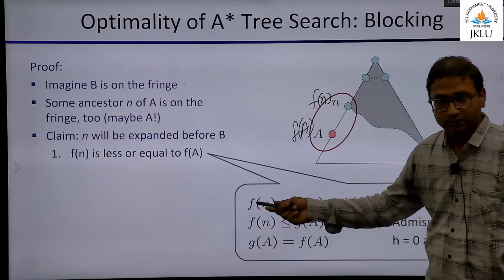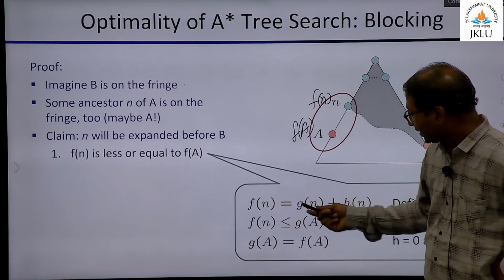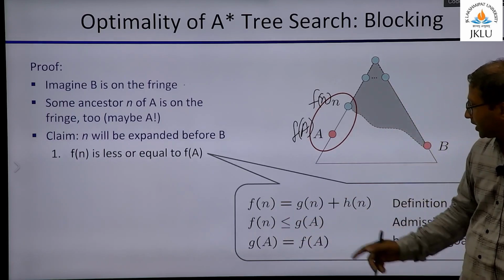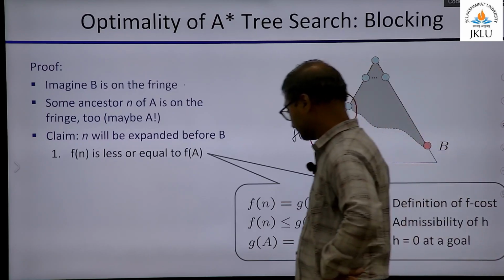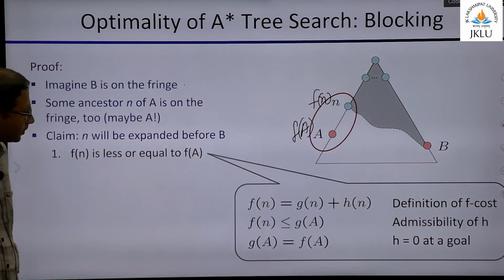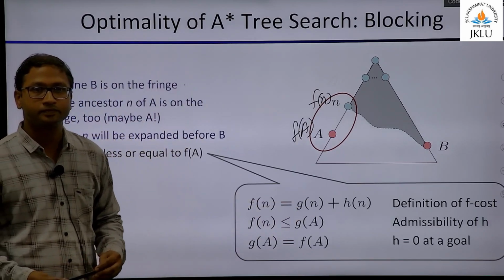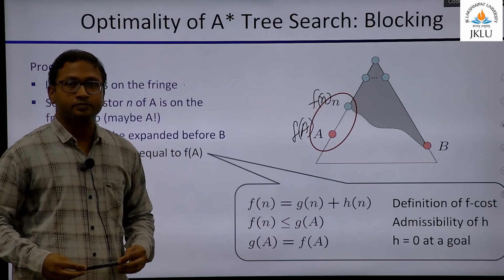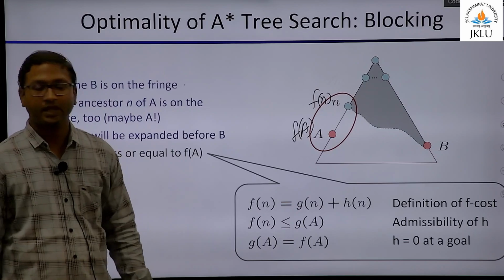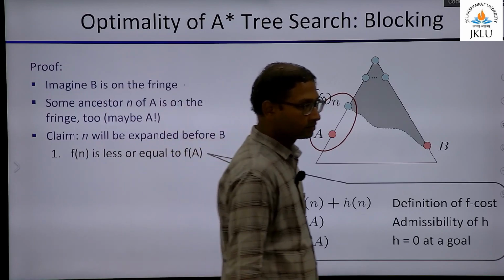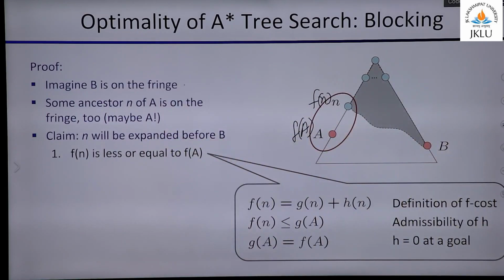So let's see it here. Fn equals Gn plus Hn. Fn is less than or equal to Ga. Where did this come from? Why is Fn less than or equal to Ga?